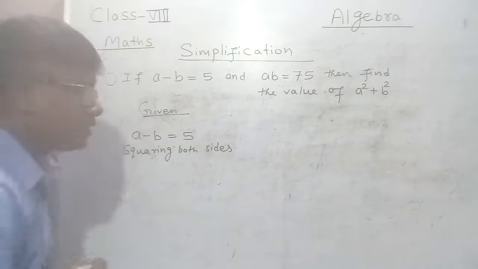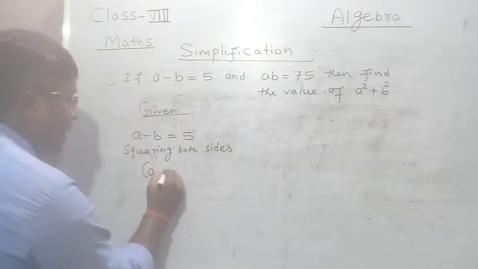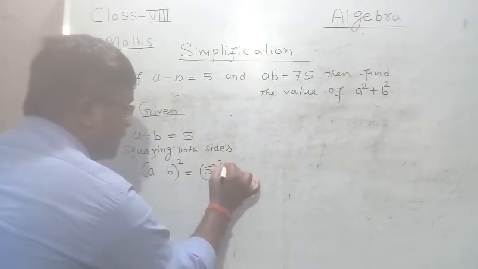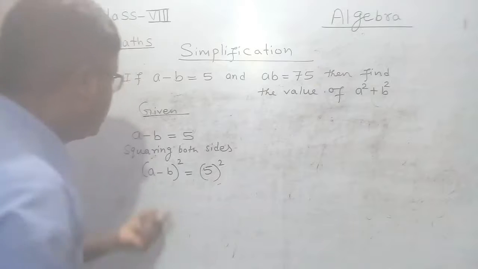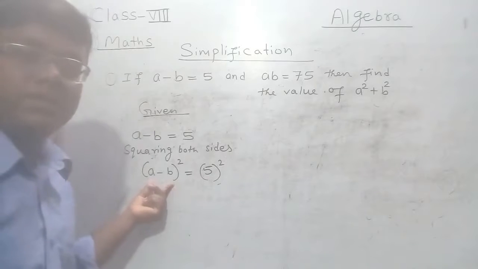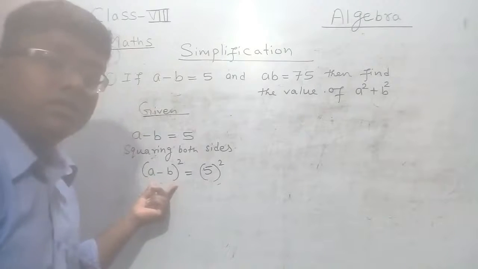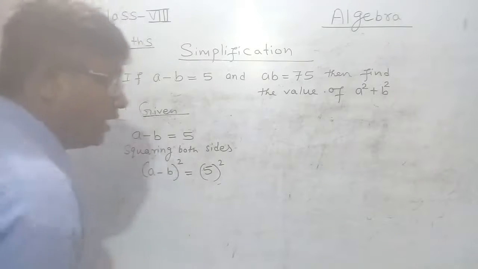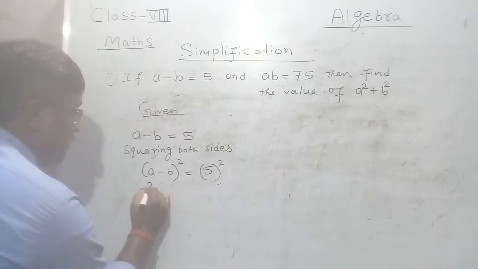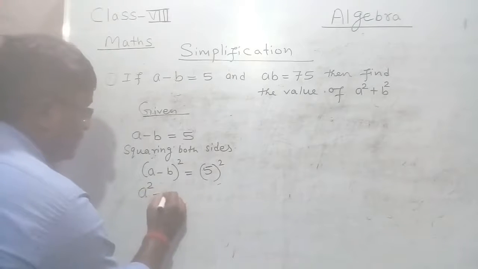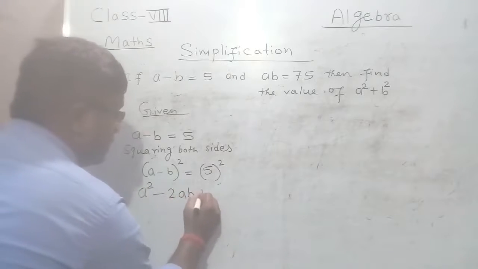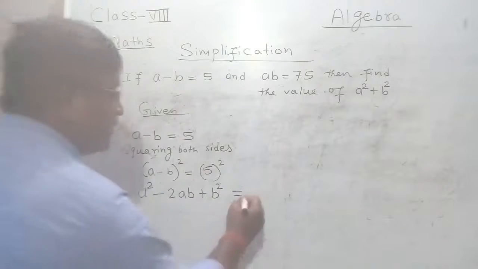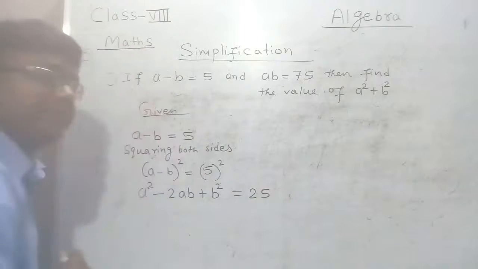So if you find the square on both sides, then what it will be? a minus b whole square is equal to 5 whole square. So we should know the formula for a minus b whole square, and I think all of us know it. That formula is a square minus 2ab plus b square is equal to, what is the square of 5? That is 25.